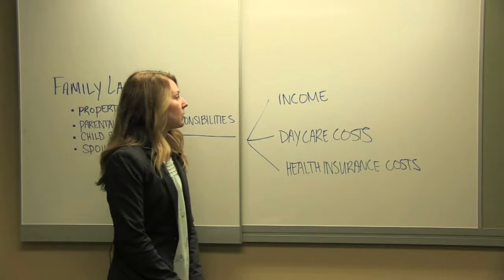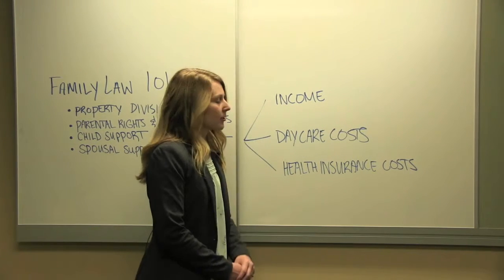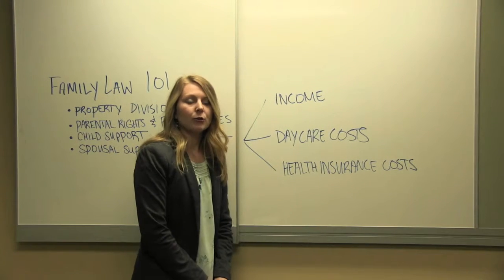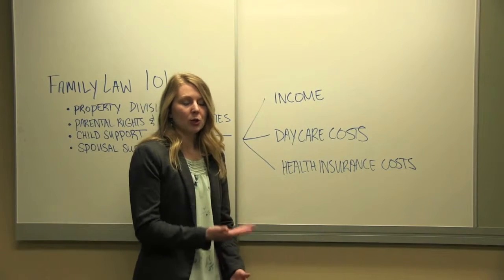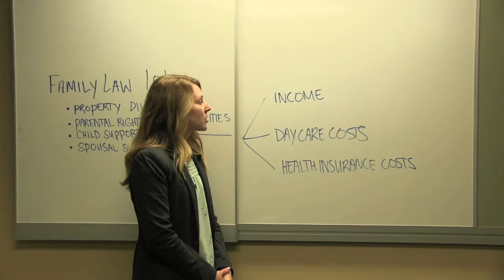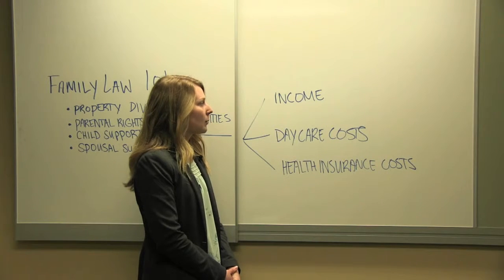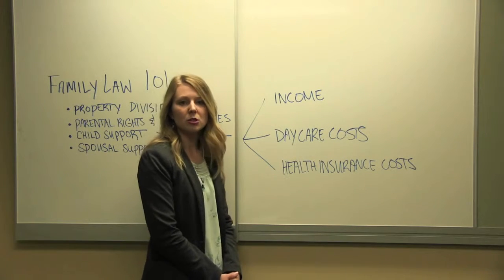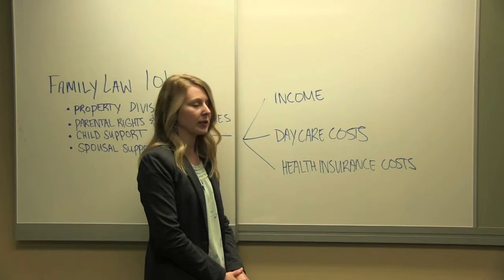The first and most determining factor is going to be income. On the child support computation worksheet, the first number that we put in is the party's income, and it's going to be the factor that most determines what the child support will be.